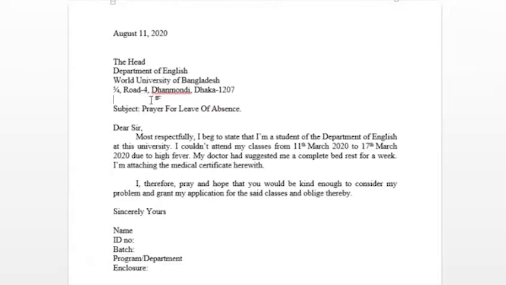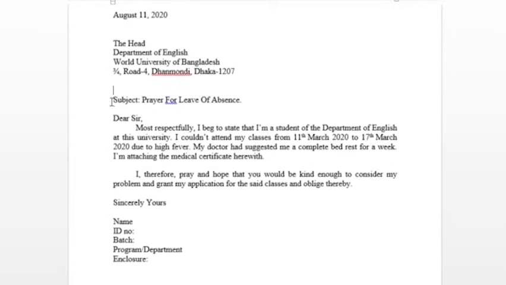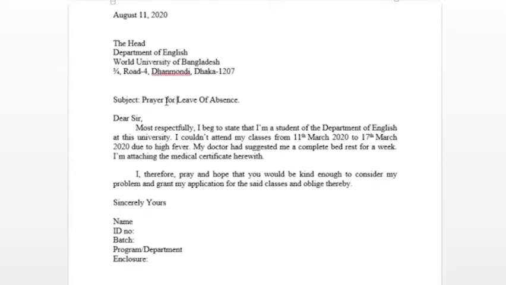And then one space, right? But no, there should be two spaces, two line spaces. So after the address line, you see there are two spaces. This is the recommended one here. And then we have subject. In writing subject, some of you may think that we should capitalize each word in the subject line, but no, this is a wrong idea. So what you do is you only capitalize the very first letter of the very first word, followed by all small letters.